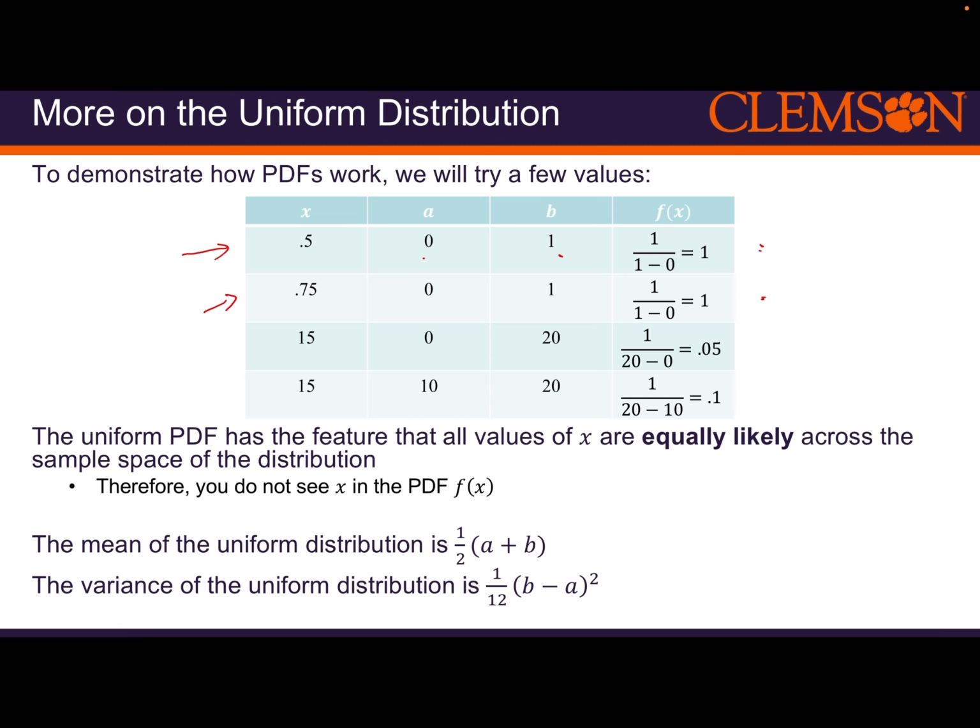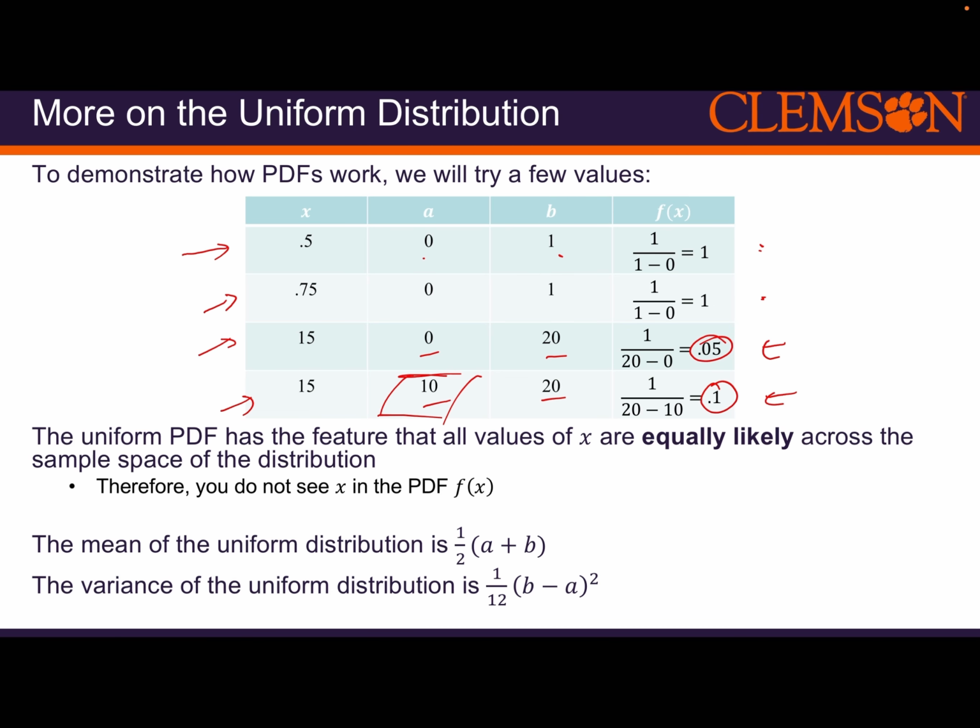Now, if we get a little bit further down here, let's imagine we have a uniform ranging between 0 and 20, and we ask, what's the relative likelihood of a 15? It's 0.05. Similarly, if we have a different uniform between 10 and 20, and we plug in a 15, its relative likelihood is 0.1. And you might say, oh, hey, this is more likely than that. But remember, this distribution has different parameters, so it's not really easy to compare and contrast across the two different distributions. So once again, the uniform has the feature that all values of x are equally likely across the sample space of the distribution. So you don't see x in the PDF.